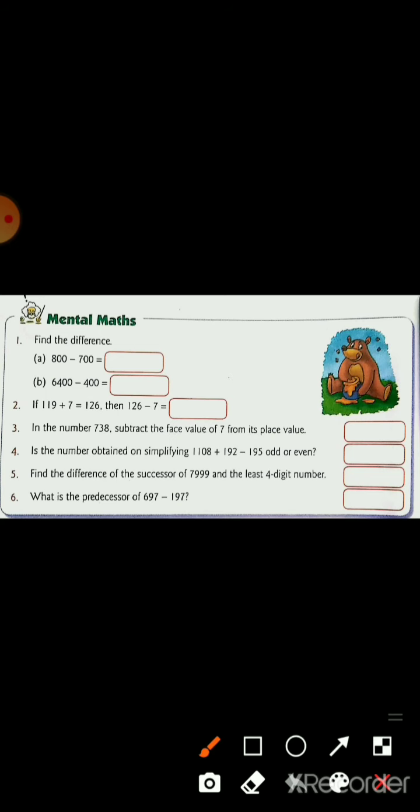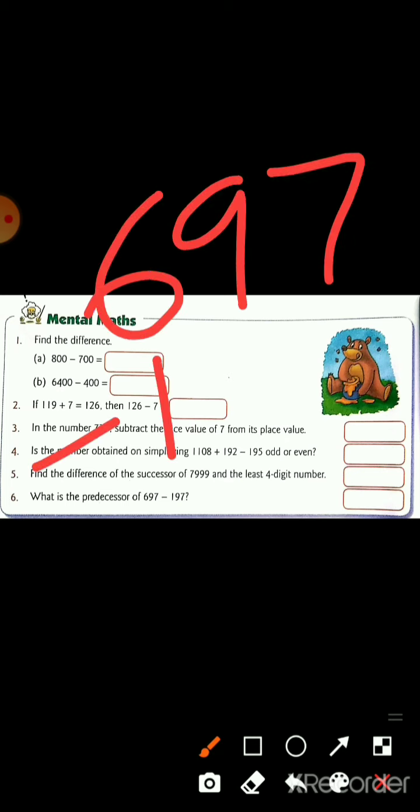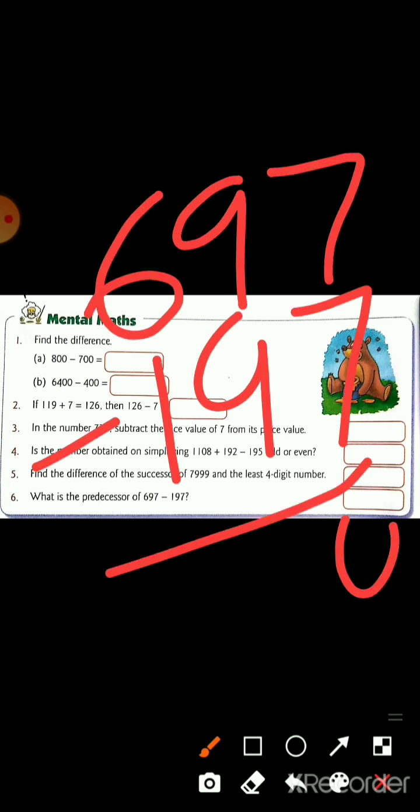Okay, next question, 6th question. What is the predecessor of 697 minus 197? First we have to find out 697 minus 197, then we can get that number and find the predecessor of that number. So 7 minus 7 is 0, 9 minus 9 is 0, 6 minus 1 is 5. So it becomes 500.